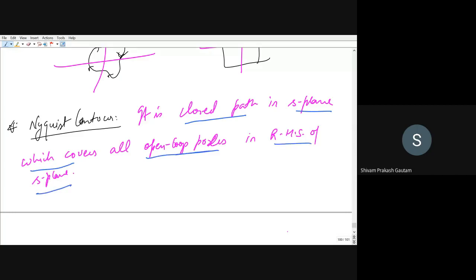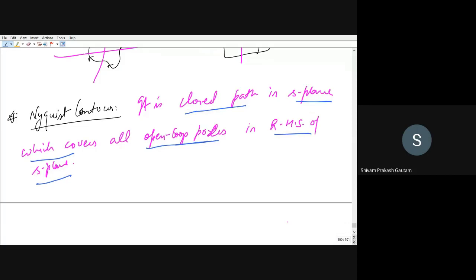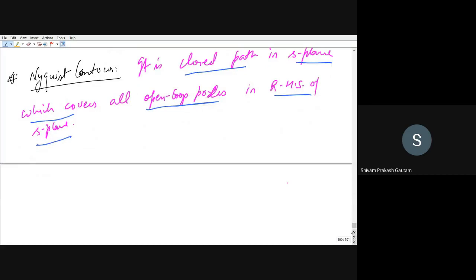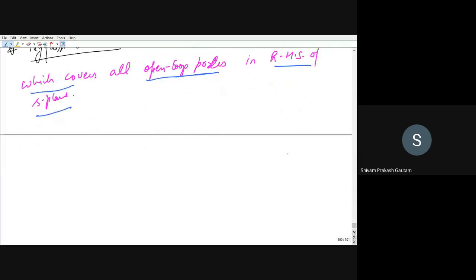Why are we worried about the right hand side? Because as soon as the pole lies in the right hand side of S plane, the system will be unstable. System will be stable only if your poles are on the left hand side of S plane, right? So what does Nyquist contour tell you? It is a closed path in S plane which covers all open loop poles in right hand side of S plane. So for example, if you want to draw the Nyquist contour, let us suppose this is our S plane.